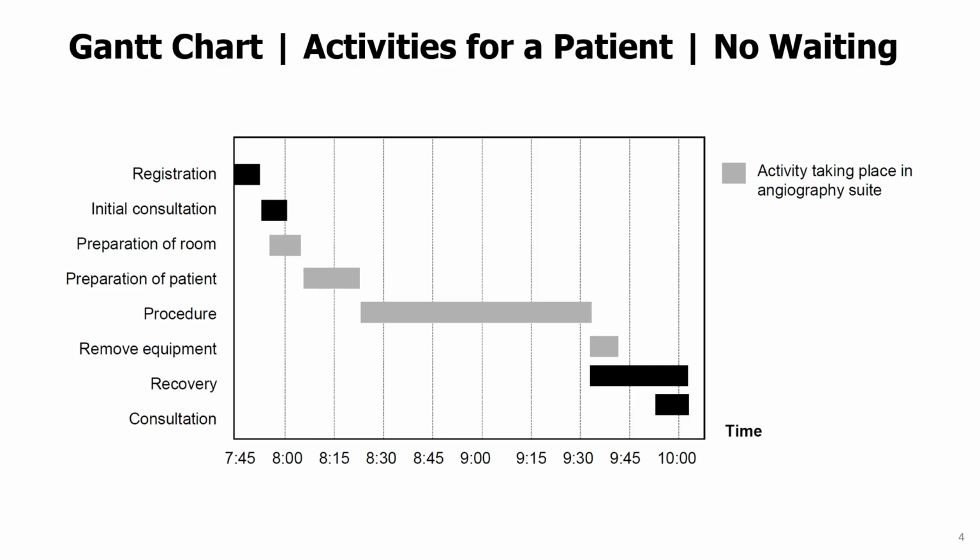And this Gantt chart, as you will see, all Gantt charts show on the horizontal axis the time, and on the vertical axis there are different types of activities or resources listed. So in this case, because we're focusing on one patient, we're showing different types of activities performed for this patient.